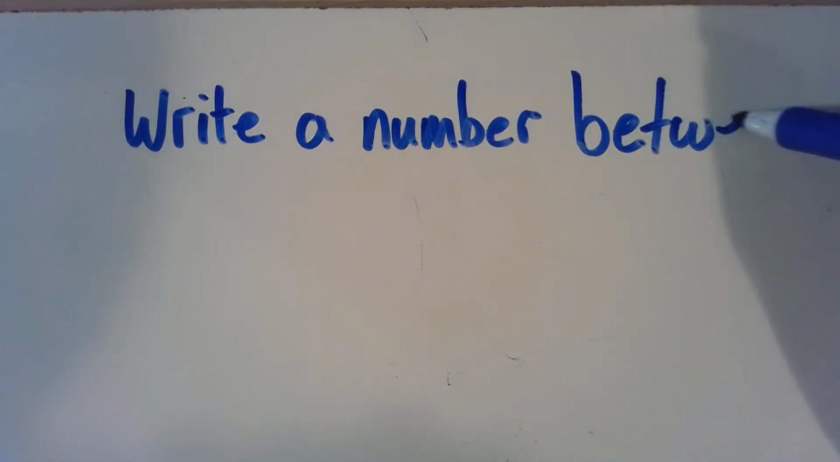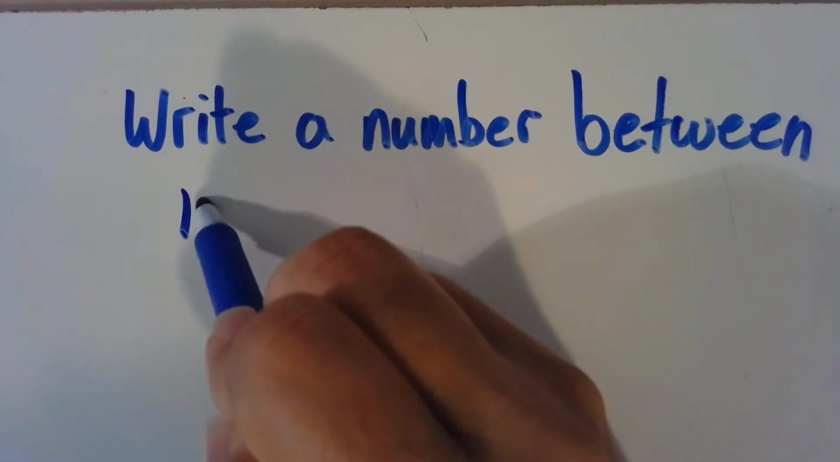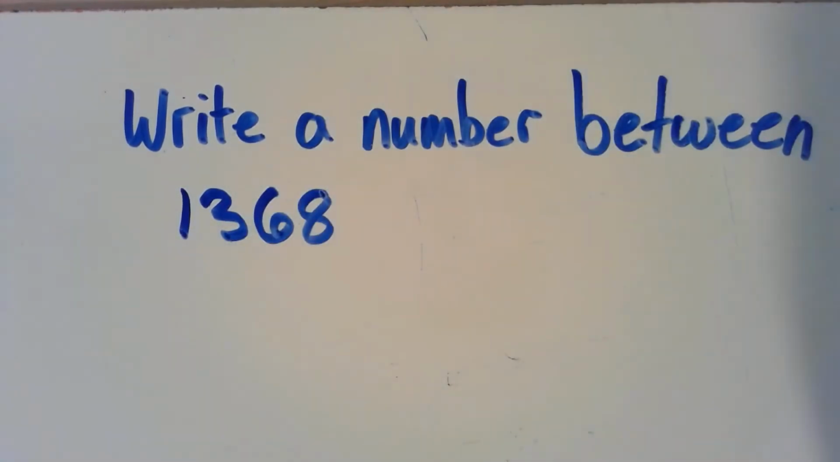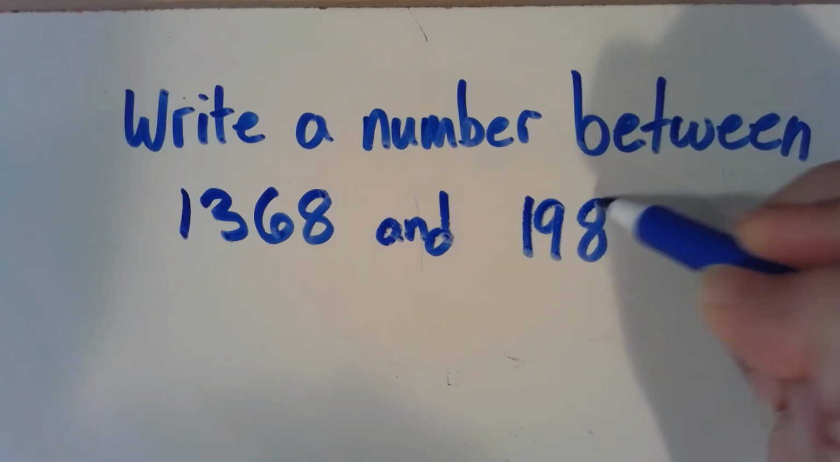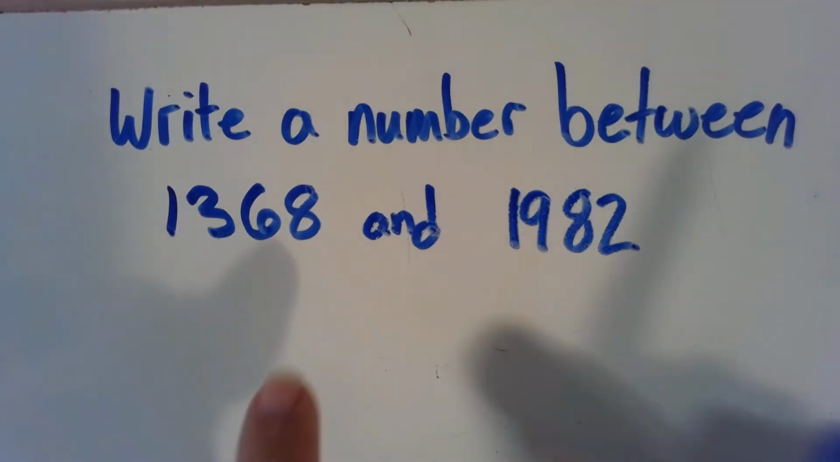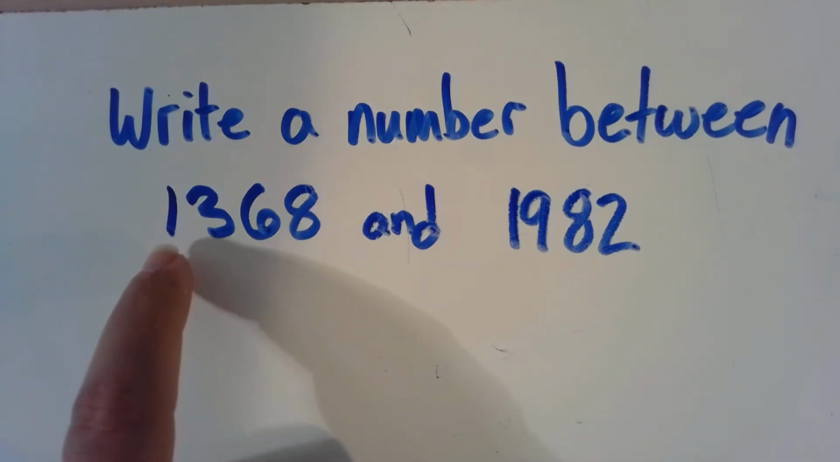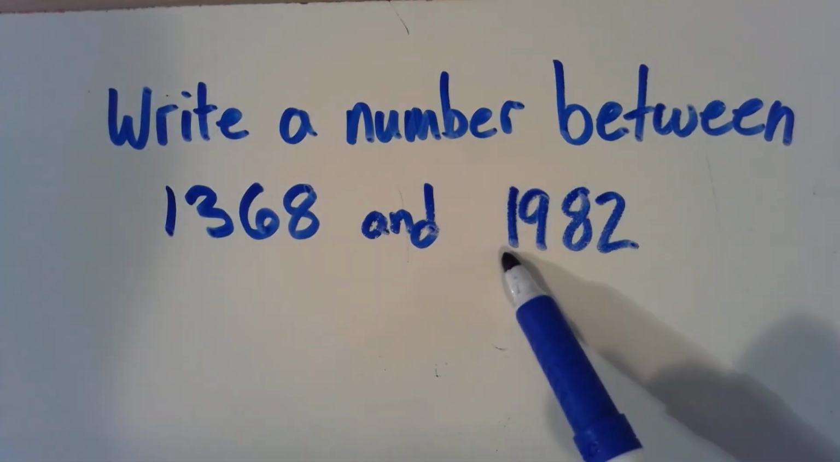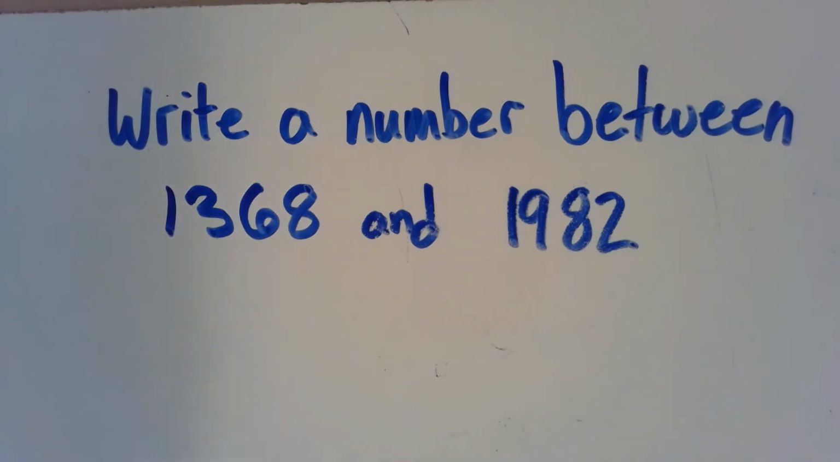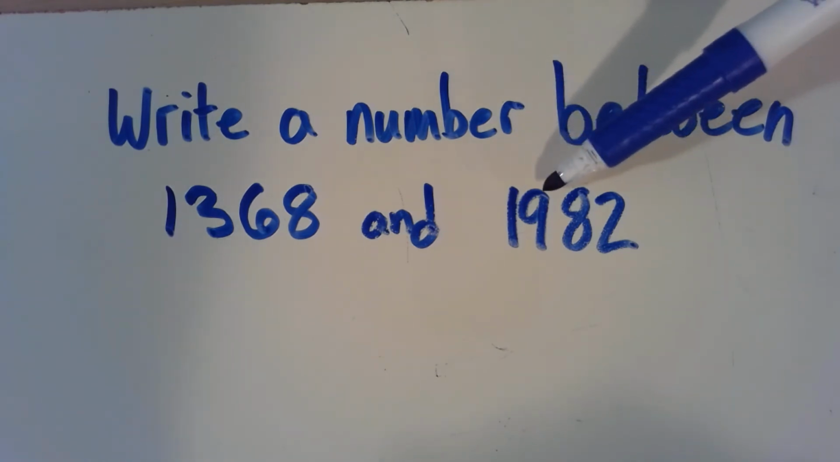Write a number between 1,368 and 1,982. So I want a number that's greater than 1,368, but less than 1,982. So go ahead and write down a number. You can use your whiteboard, you can use pencil, you can put it in your workbook on an empty spot. Just try your best to write a number between 1,368 and 1,982.